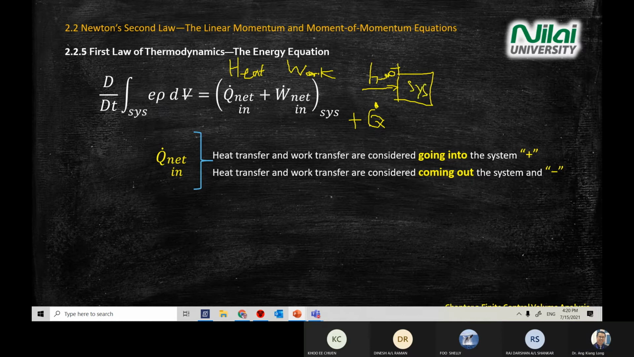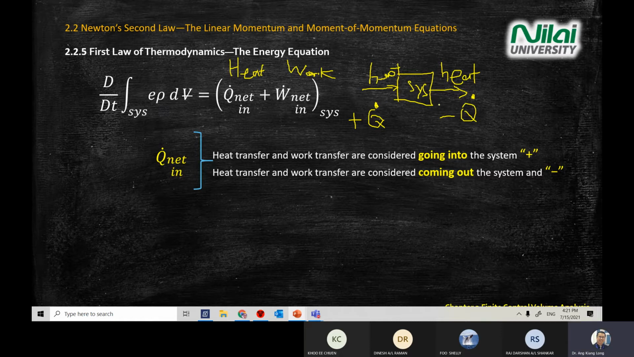Okay, go into the system means you add energy to the system, you get positive. If you take something, the heat from the system, the heat is taking out, you will get minus Q dot. Okay, positive, negative concept. Now we are at the energy dimension.